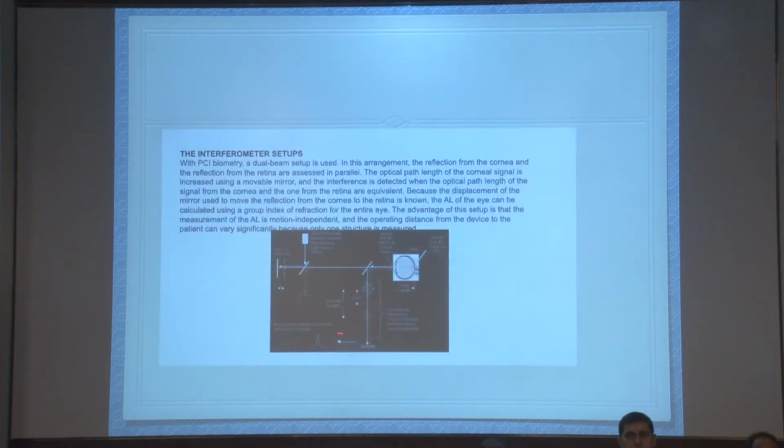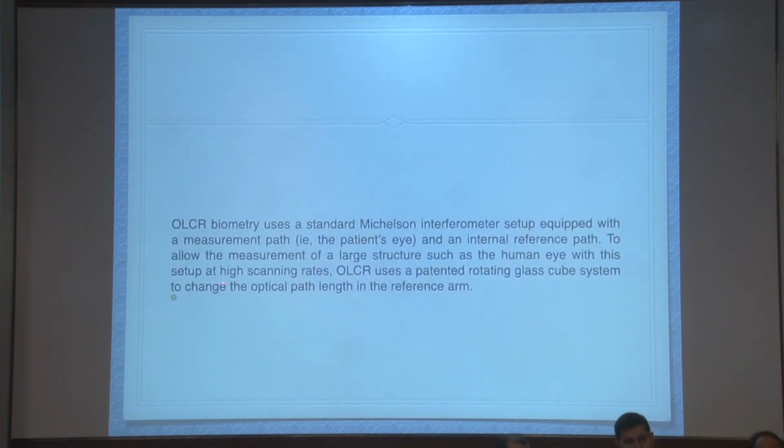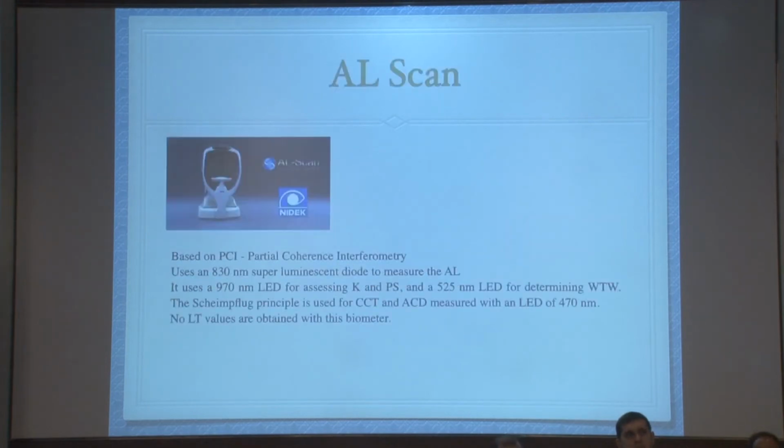So this is the setup of the partial coherence interferometry. We all know that there is a light source which gets split by this mirror here, and this light, when combined returning back from the eye, measures by this principle. Whereas OLCR uses a proprietary glass cube system which is more accurate. So that's how we get all the measurements which are optically driven.